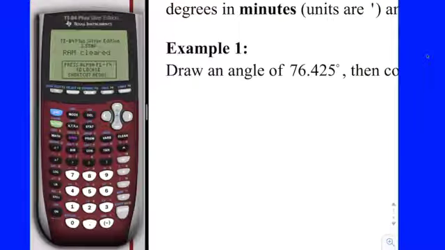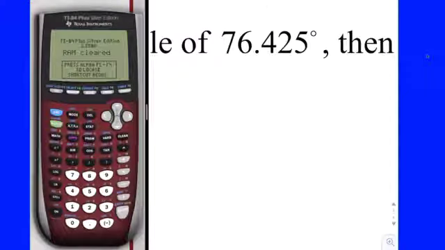Okay, so it says to draw an angle of 76.425 degrees. Draw it first, and then we're going to convert that to degrees, minutes, seconds. So 76, that's going to be what type of angle? Acute, right? If you want to think of it, 0 degrees is kind of horizontal and 90 would be straight up, so maybe somewhere in there. That's a good way to think about it.